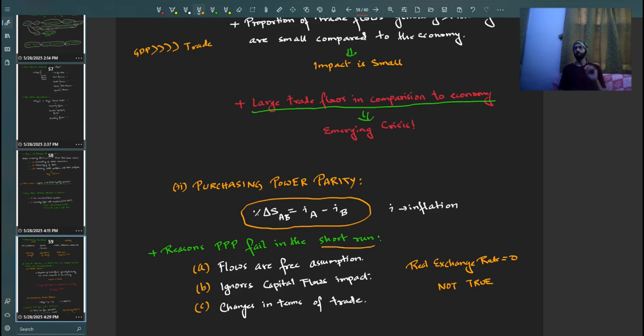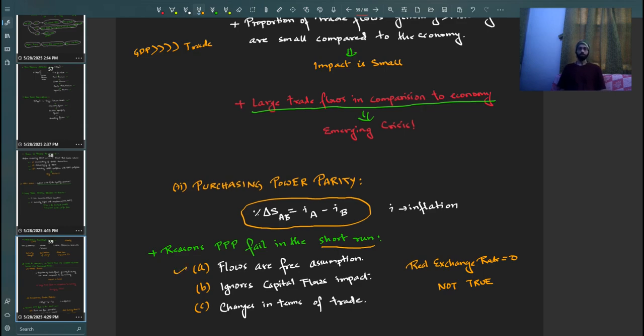Now what are the reasons because of which purchasing power parity does not hold in the short run? The first factor is, in the case of the purchasing power parity equation, we are assuming that the trade flows are free. That is, between A and B, there are no barriers, no tariffs, no restrictions, nothing. So this assumption is flawed. There are some kind of trade constraints, whichever they may be, generally between countries. So flows are not perfectly free, right?